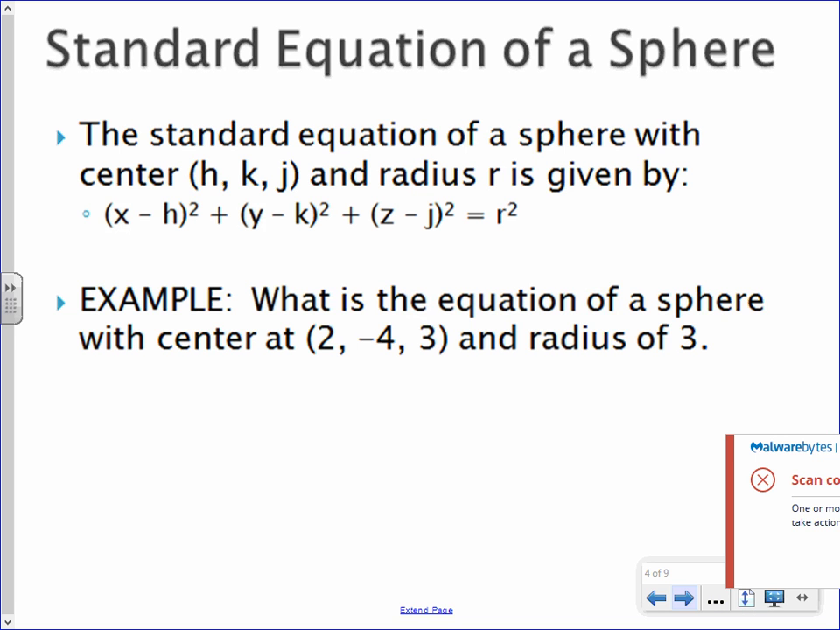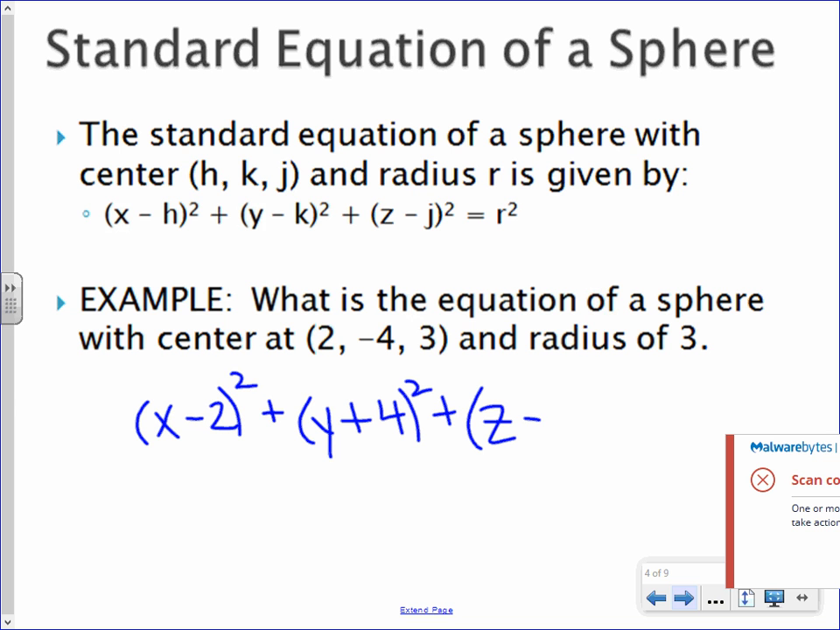All right. Here is a very simple one. So if our center is at 2, -4, 3, and our radius is 3. x minus h squared plus y minus k squared plus z minus j squared equals r squared. 3 squared is 9.